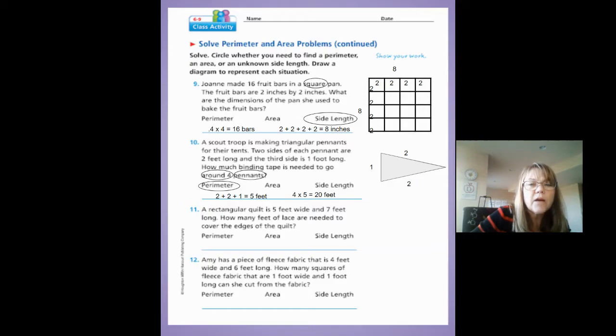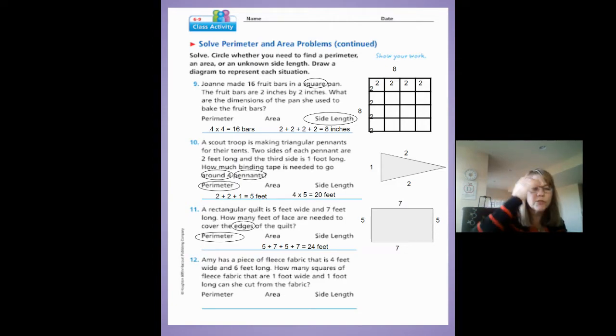So number 11, a rectangular quilt is 5 feet wide and 7 feet long. How many feet of lace are needed to cover the edges of the quilt? So the edges is the key word. So we need, again, the perimeter. We already know that one side is 5 feet and one side is 7, so the opposite sides are going to be the same. So to go all the way around, we're adding all the numbers all the way around, and we get 24 feet of lace in this case. All right, number 12.